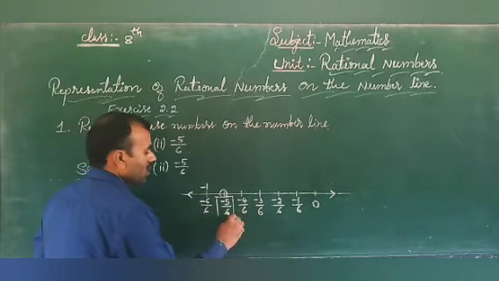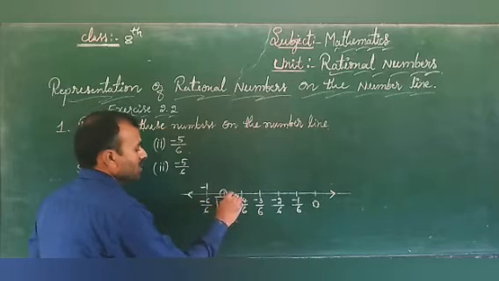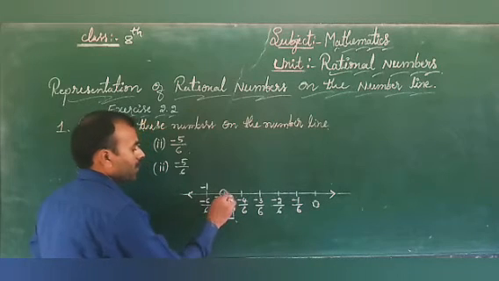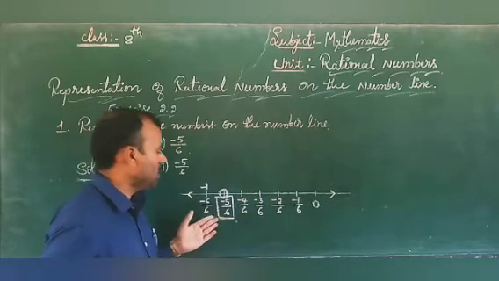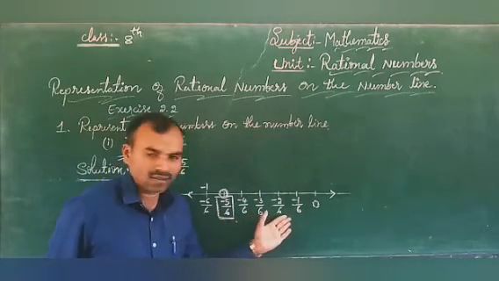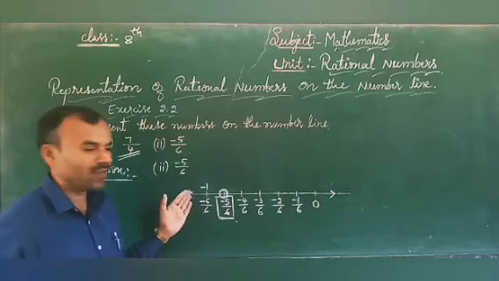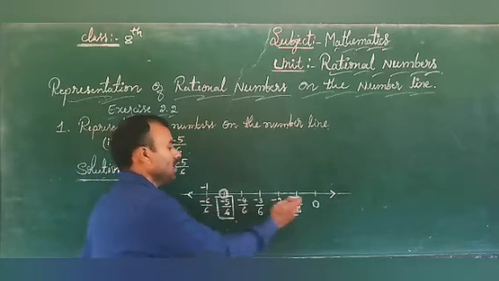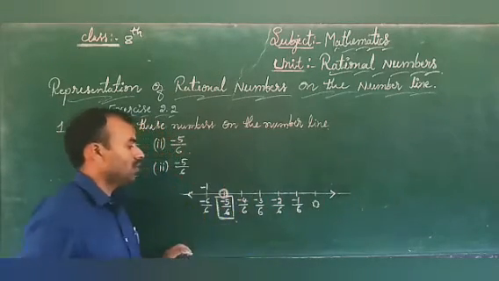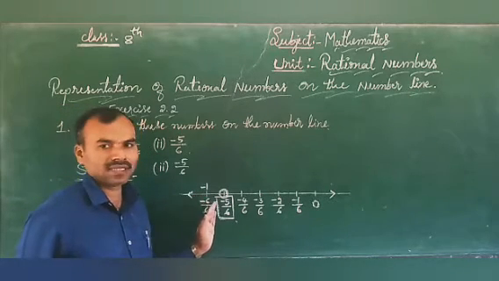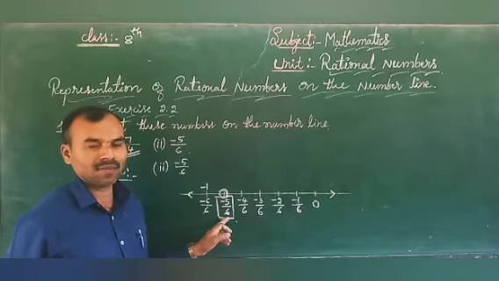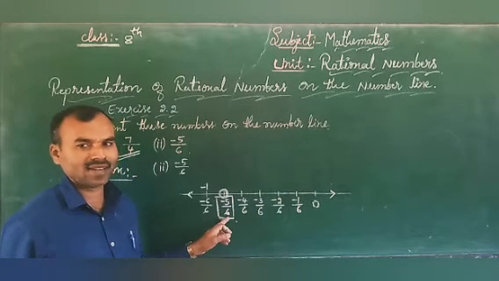Here it is, the given number. We represented it on the number line. This is simple. Here the denominators are the same, so the numbers on the left side of 0 will follow the same pattern. This is the method of representing a rational number. Right.